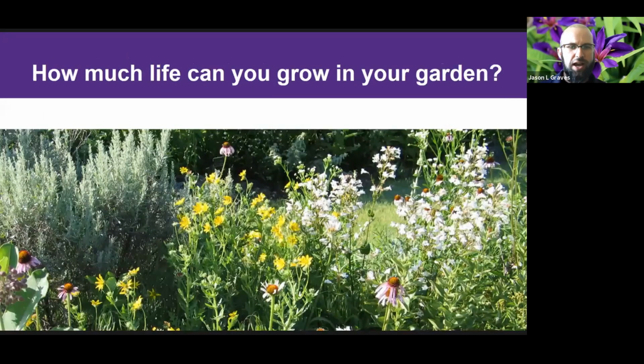My final encouragement would be: how much life can you grow in your garden? I issue that as a challenge to us all. How much biodiversity and life can you support in the space that you manage? That's an important question, and it starts honestly with pollinators as the keystone species.